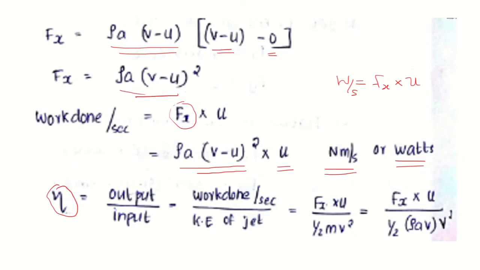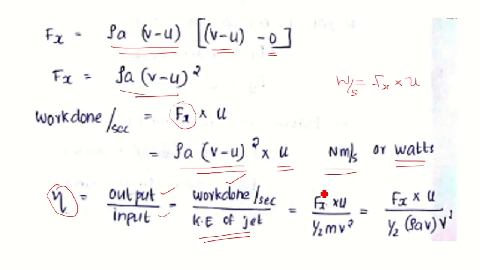The efficiency of the particular setup will be output by input. Output is the work obtained from the particular device, and the input is the input energy we are giving, which is the kinetic energy of the jet. So the kinetic energy of the jet is the input. Normally efficiency will be output by input, and the output is the work from the given setup. So the work done per second divided by kinetic energy. Kinetic energy of the fluid is the given input.